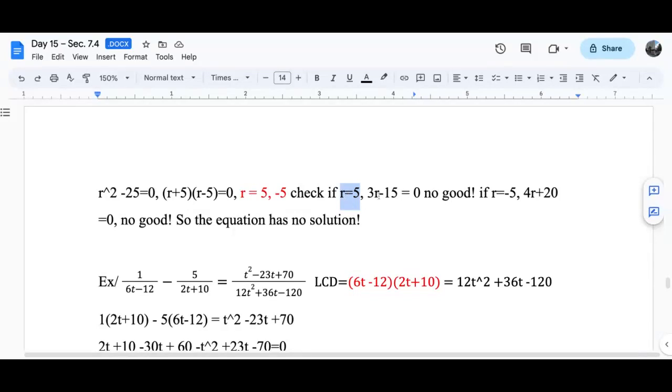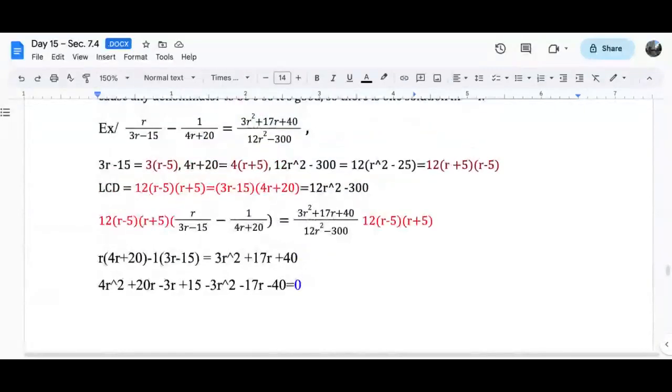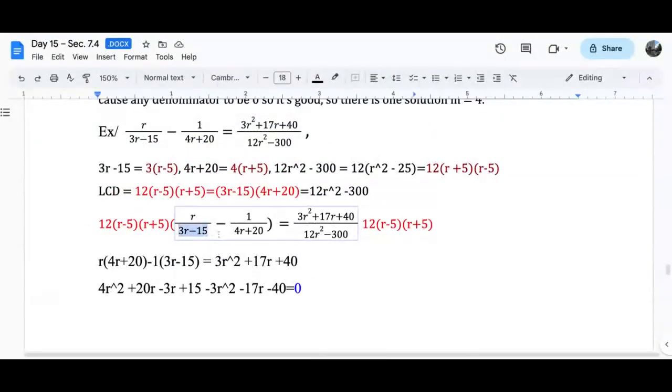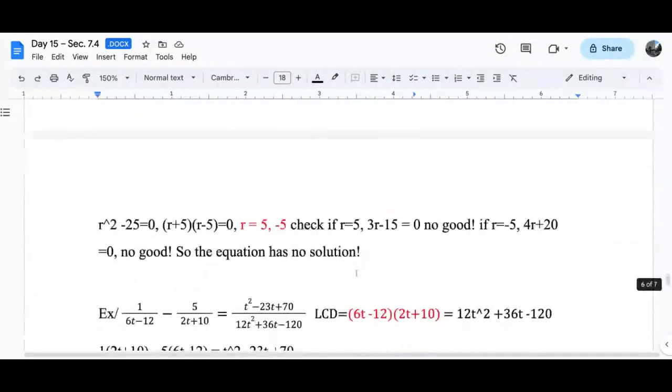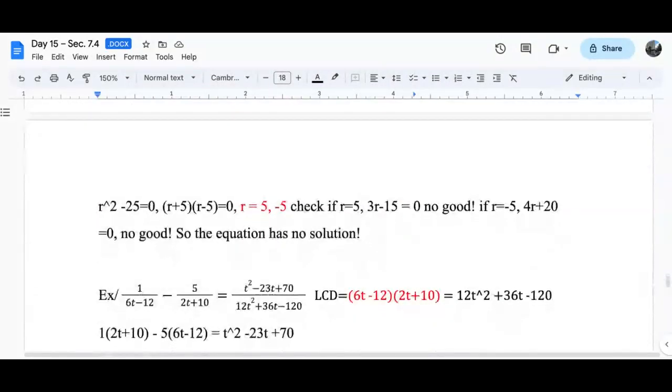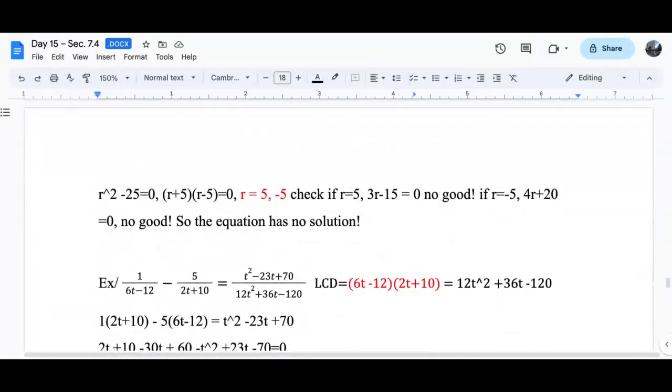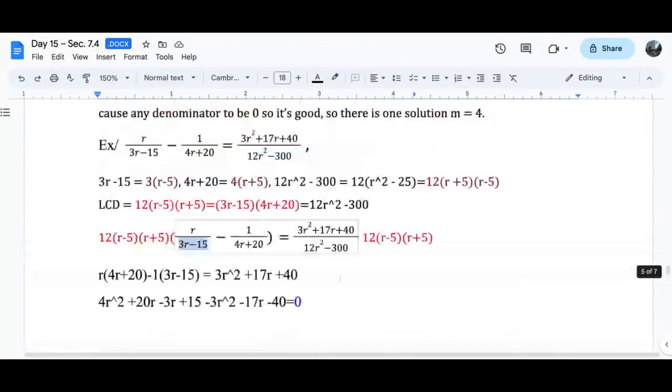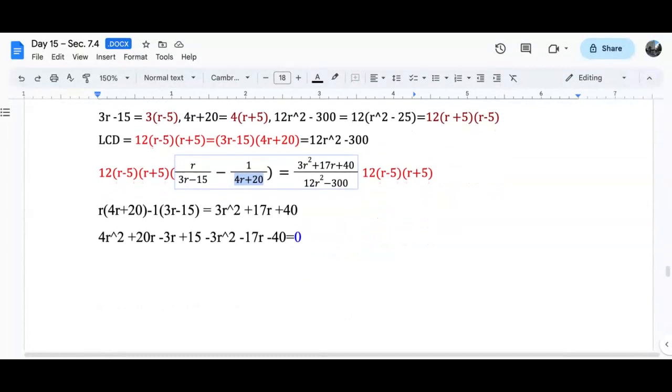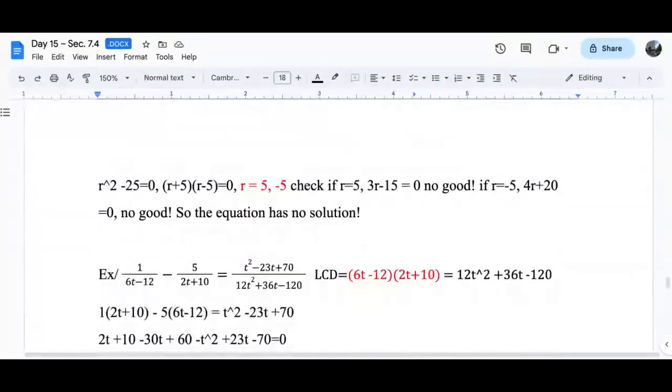If r equals 5, we have 3 times 5 equals 15. 15 minus 15 is 0. So that causes 0 in the denominator, no good. So 5 is not good. Well, let's check negative 5. No good for 4 times negative 5, negative 20 plus 20 also equals 0. So this one actually has no solution, because the two solutions are extraneous solutions, not real solutions.